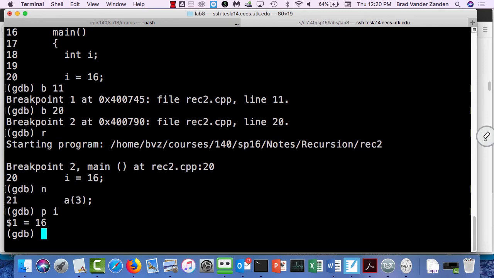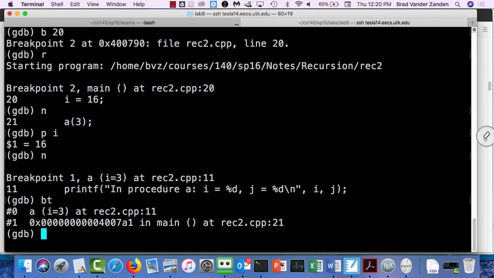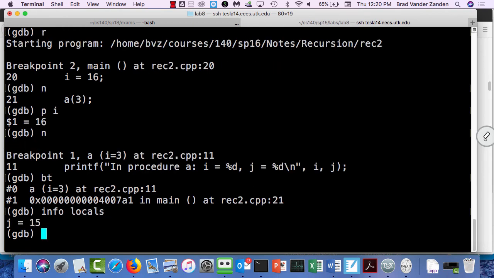Okay, now I can do N for next, and it printed out. Line 11 was a print statement. So it printed in procedure A, and it printed I and J. Now it asks if I is greater than 0, and you can see it is, so we ended up in A with I equal 2. And if we look at the stack, you can see there's another stack frame. The one with A sub 3 is resting at line 12. The one with I of 2 is currently at line 11. If we do info locals, we see J is equal to 10.